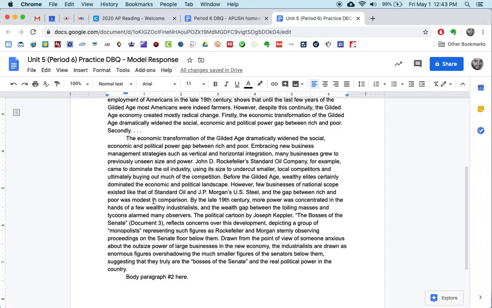When you're done looking at this, go back to yours, grade it using one of the DBQ rubrics that are linked to the virtual lessons page, and then submit your self-reflection form. See how you did, score yourself, and then we'll go from there.